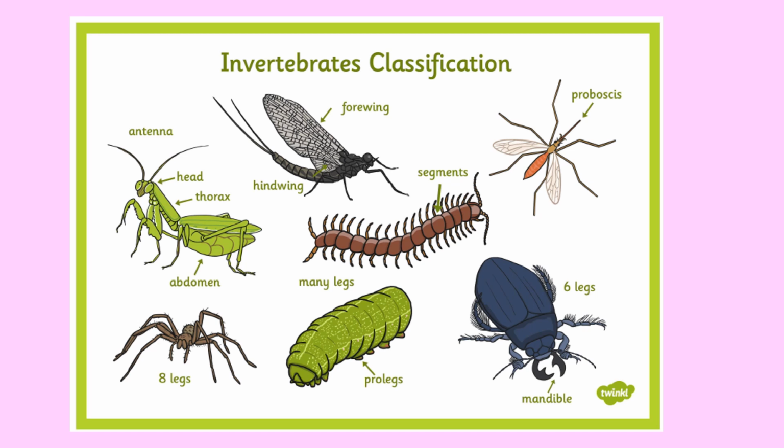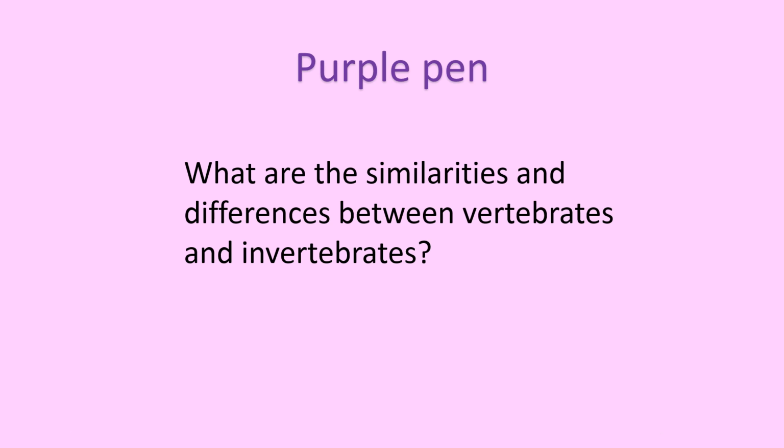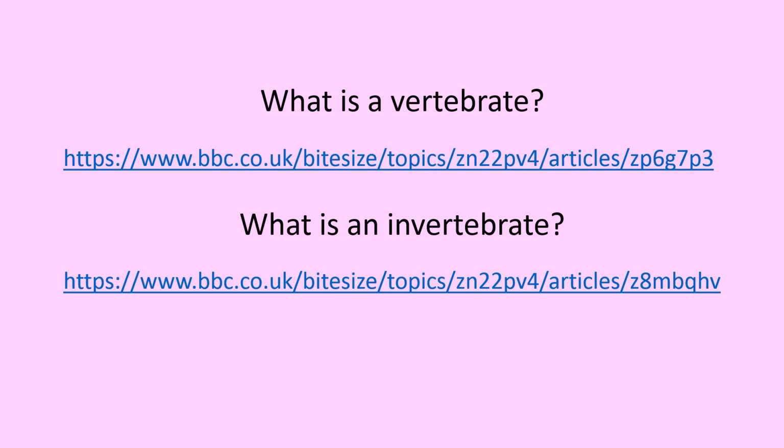And over here, there's an invertebrate classification that will also be on the school website just to help you out. And your purple pen activity, you need to write down what are the similarities and differences between vertebrates and invertebrates, so really have a think. And over here, there are some useful links in case you didn't go through them last time, which you can use to find out more about vertebrates and invertebrates and complete the quiz.